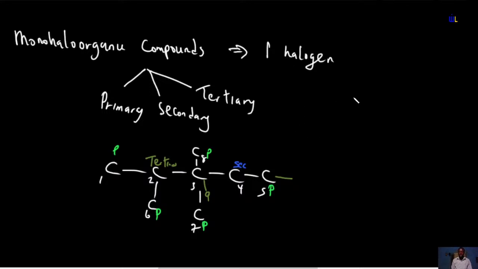Let me explain. List out the halogens: we have chlorine, fluorine, bromine, and iodine. So when any of these is attached to the primary carbon atom, if I put my chlorine here, automatically this is a primary halogen.